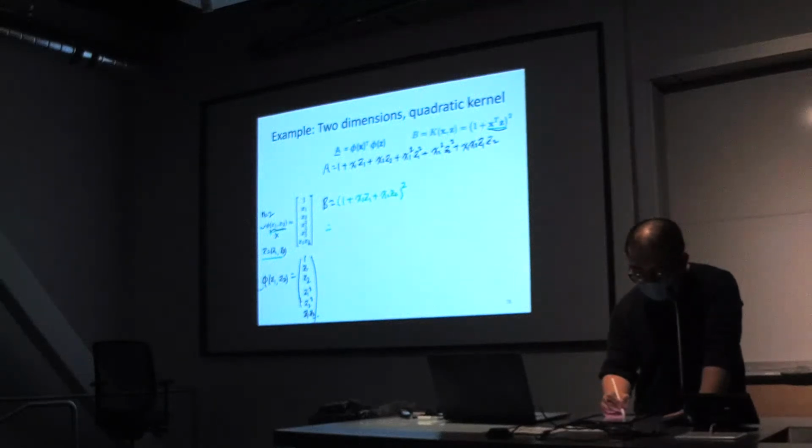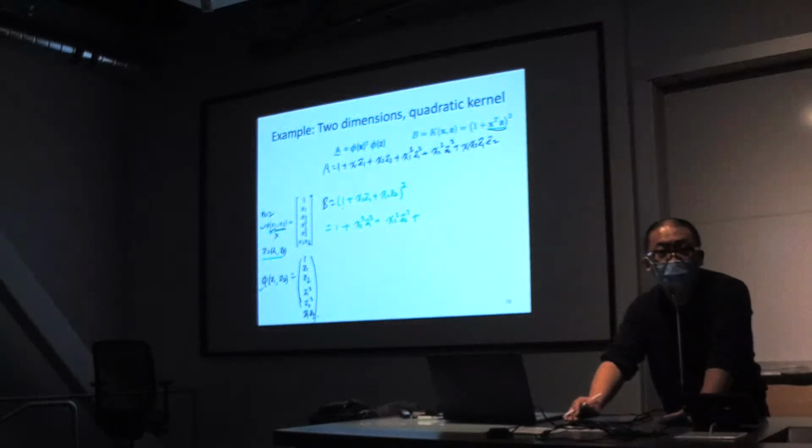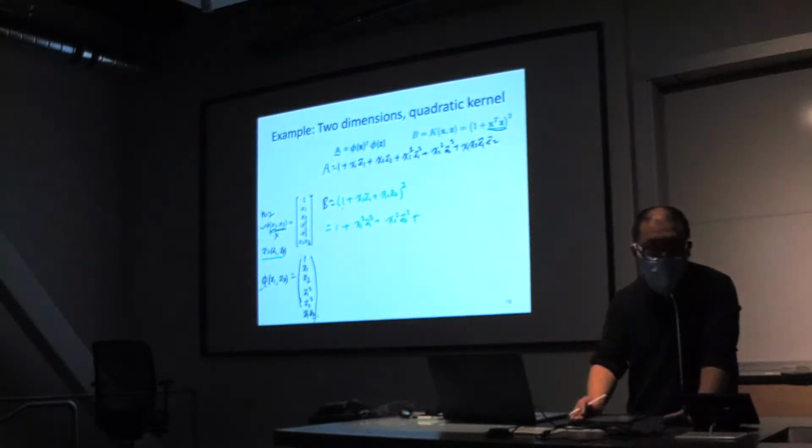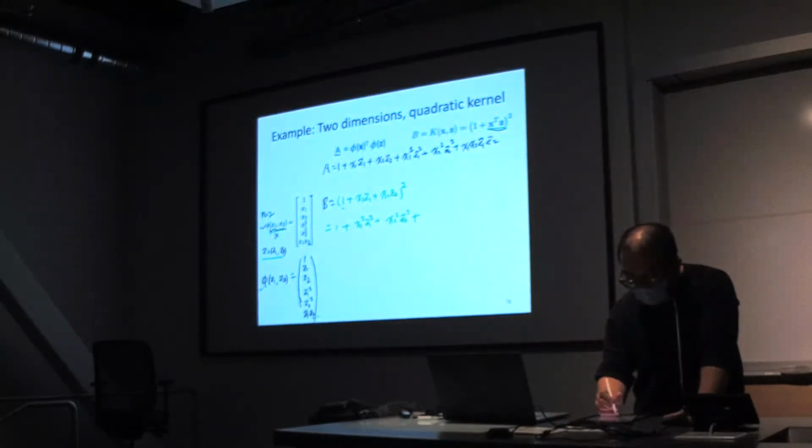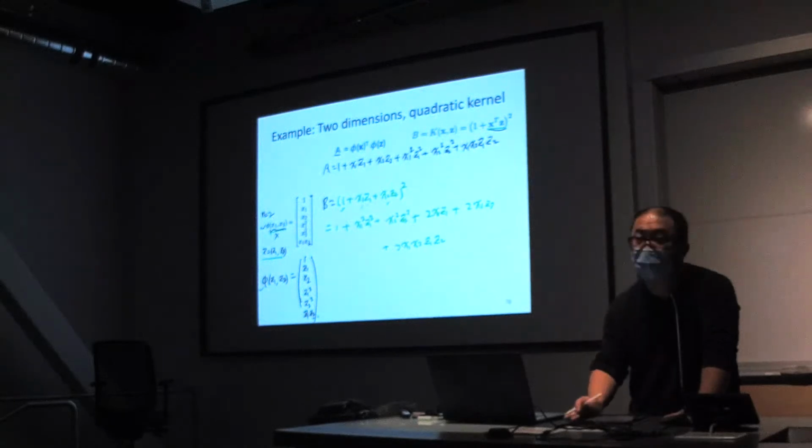For convenience, we take the square of the terms in the summation, which is 1 square is 1, x1 z1 square is x1 square z1 square, x2 square z2 square. And then you get the cross terms. You have to multiply the cross terms by 2 because they are added twice. So the cross term here and here, you get 2 x1 z1. Similarly, this here and here is 2 x2 z2. And finally, this one is 2 x1 x2 z1 z2.